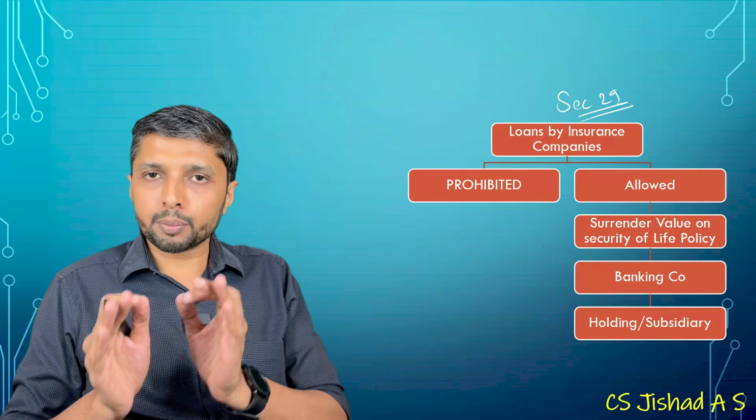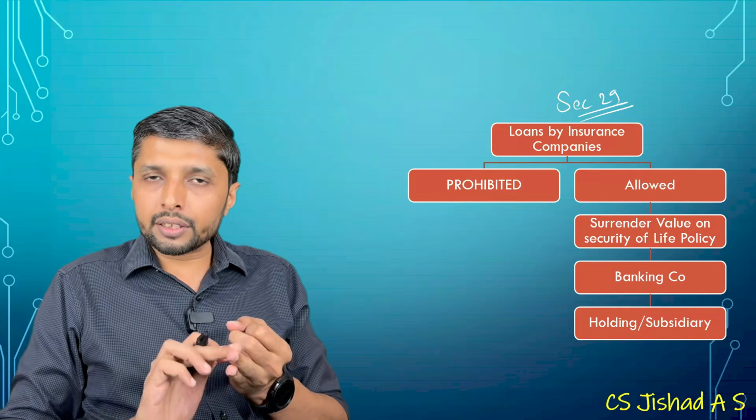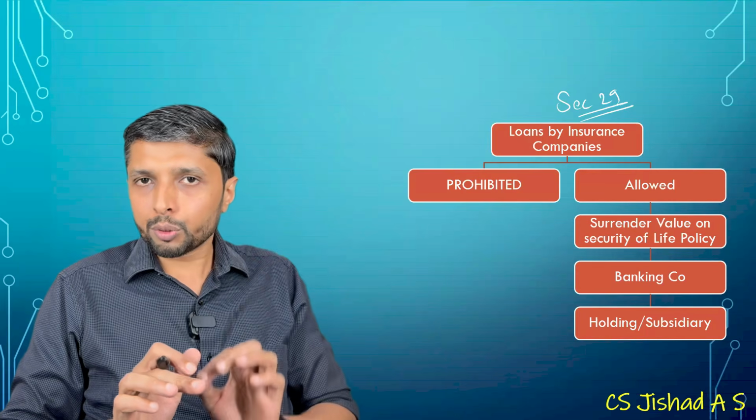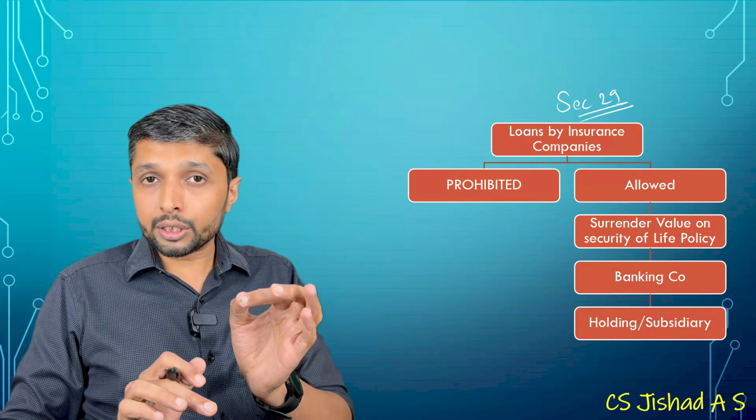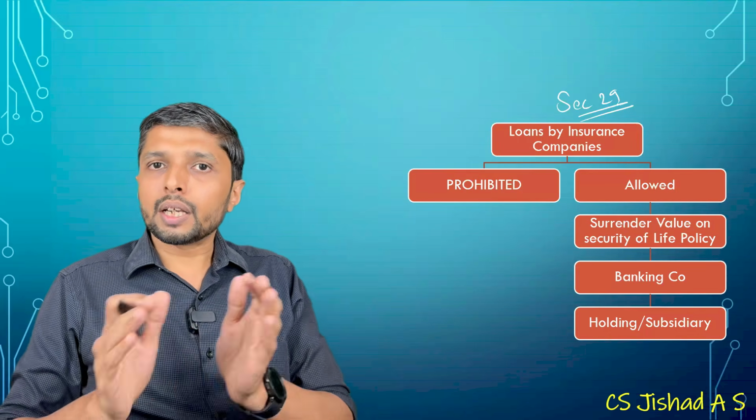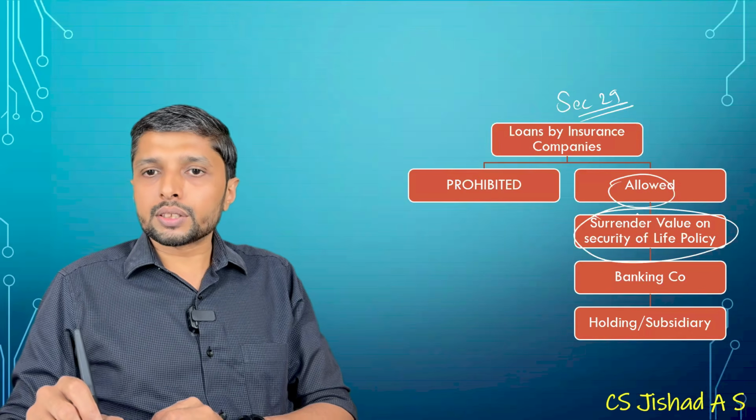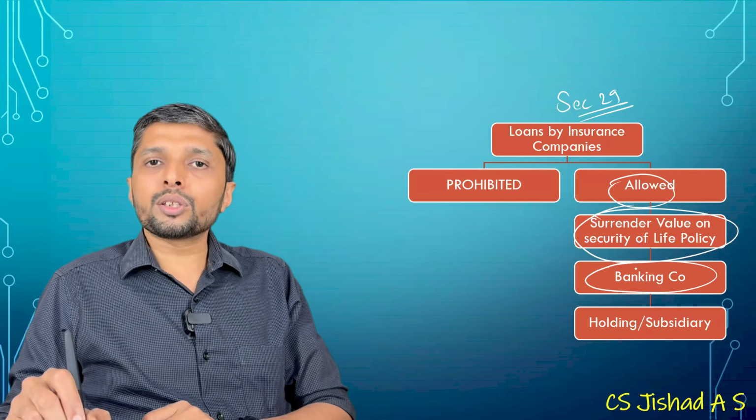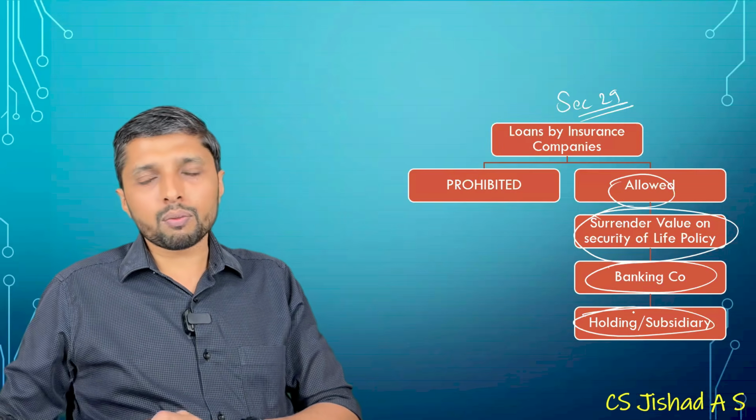Section 21 subsection specifies that an insurance company cannot provide a loan to its directors, managers, auditors, actuary, or any other entity in which these persons hold such a position. But an insurance company can give a loan to its policy holders on surrender of a life insurance policy. So it is allowed on surrender value, on security of the life insurance policy. Then a loan can be given by an insurance company to a banking company. It can be given to a holding or subsidiary company with the approval of IRDA.